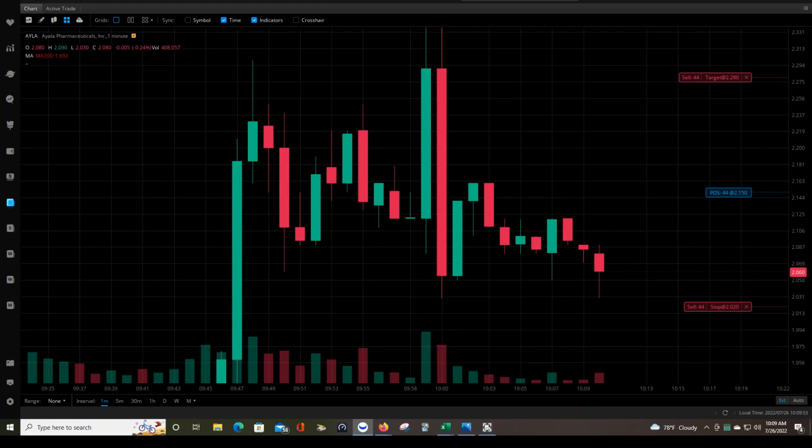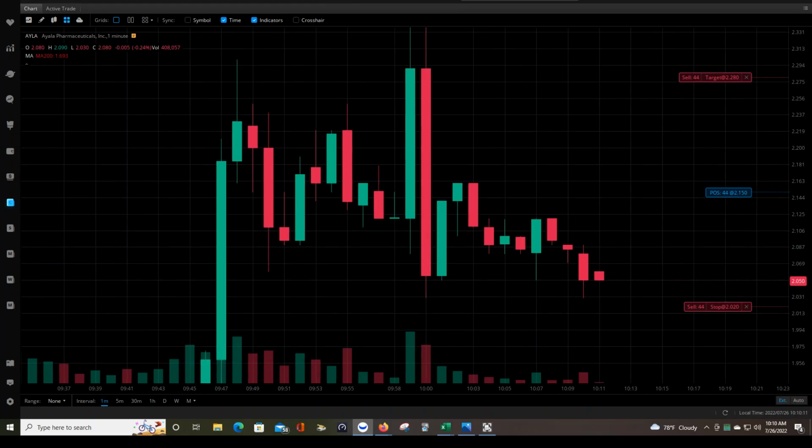My intention was for a quick trade in and out, but looks like that's not going to be the case here. A one-to-one trade shouldn't take that long, especially on the 1 minute chart on the highest volume stock, and this is really a penny stock as well. But again, it just kind of shows you the current market conditions that we're in.